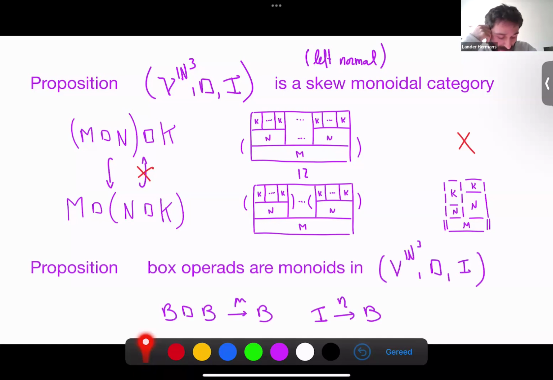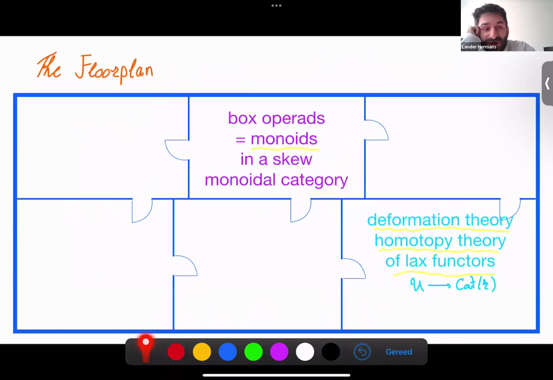So what did I show? Box operads are exactly monoids in the skew monoidal category, meaning the composition map can simply be described as this map from box composite B to B, and the unit is, of course, from the monoidal unit to B. So this is one result that is sort of important to us. And a second result is, well, we have them as monoids, but we also want to know what the free box operads are. What is the calculus underlying virtual double categories or box operads?